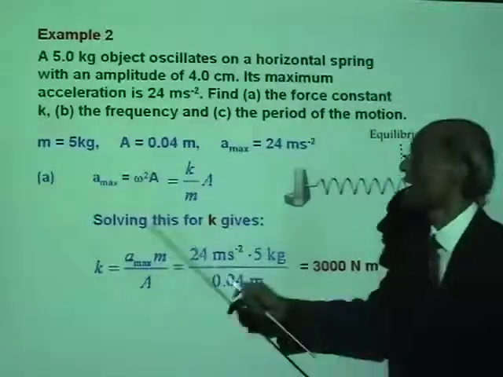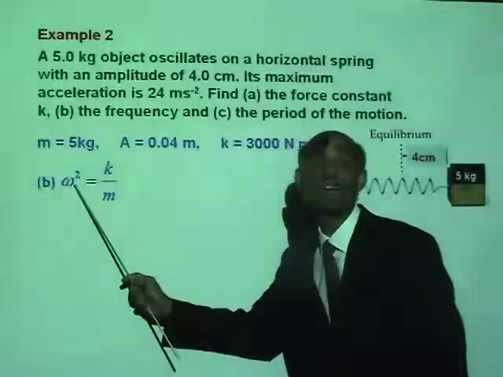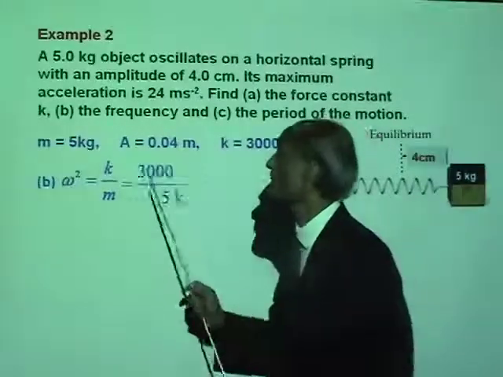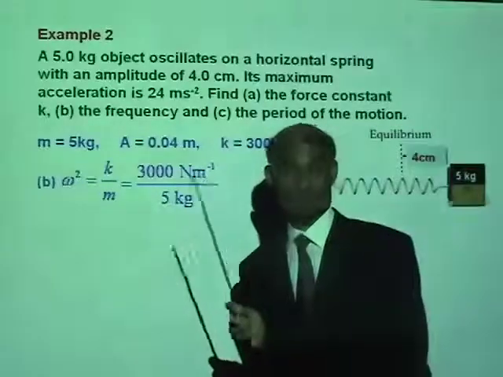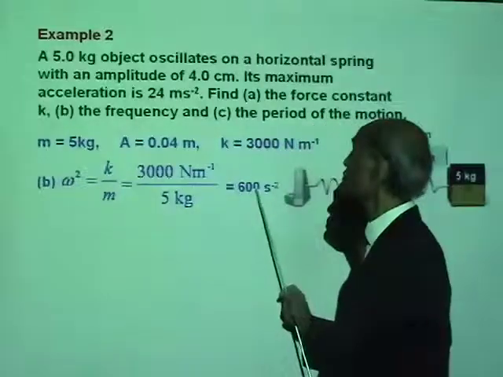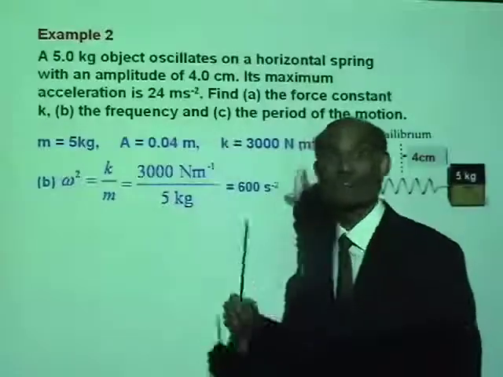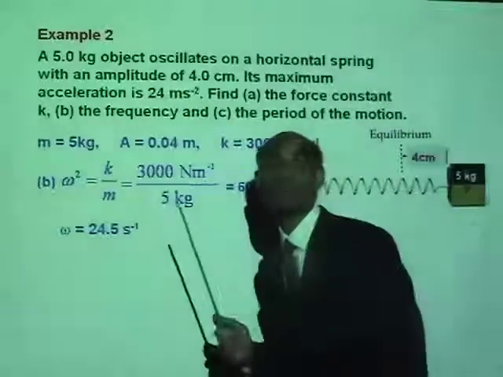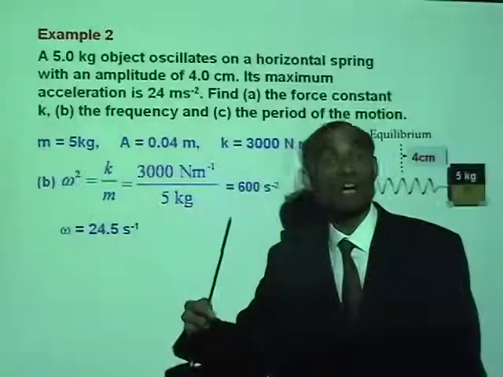Alright? Now, in part B, we need to find the frequency. So we go back here. Omega squared is K over M. We just calculated the value of K, and you know the value of M. And therefore, omega squared is 600 per second squared. And therefore, what is omega? Omega is square root of that, which is 24.5 per second, which is the same as hertz.